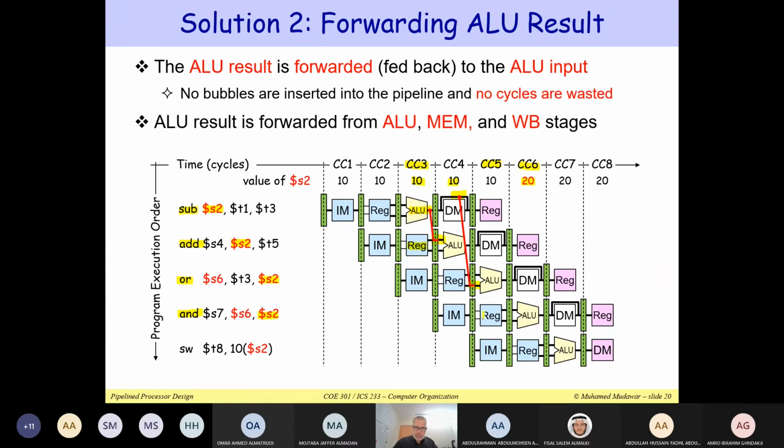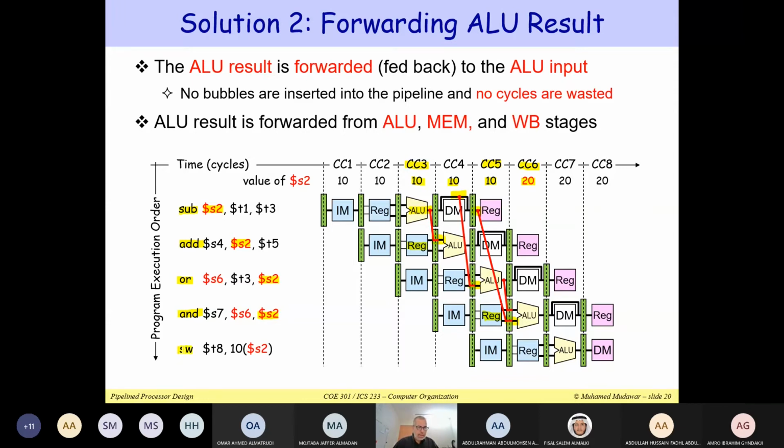So again, it's going to read the value of S2 from the register file. It's going to read the old value. But that's okay. We are going to forward. So now we forward S2. Notice that I'm forwarding the value of S2, which is 20 here, available at the input of the register file. So we take it from the input and forward it to the second input of the ALU because S2 here is RT.